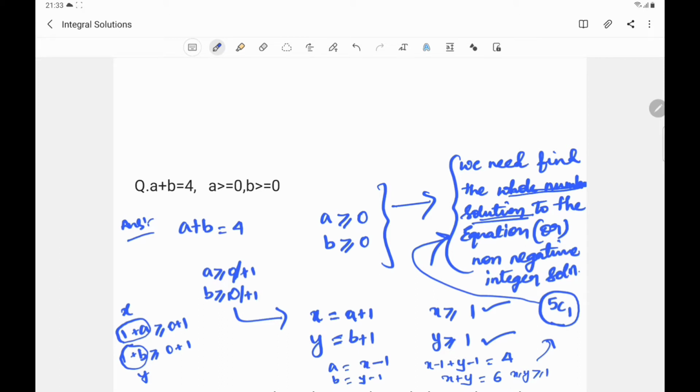So what have we done? We have simply added 1 to both sides of this equation, and whatever value we have named x and y, we have substituted a and b with x minus 1 and y minus 1 respectively in this equation, and we have converted it into a problem which we were familiar with, because we know how to find the number of natural number solutions to the equation. We have converted it to that, and we have found the number of whole number solutions to the original equation.